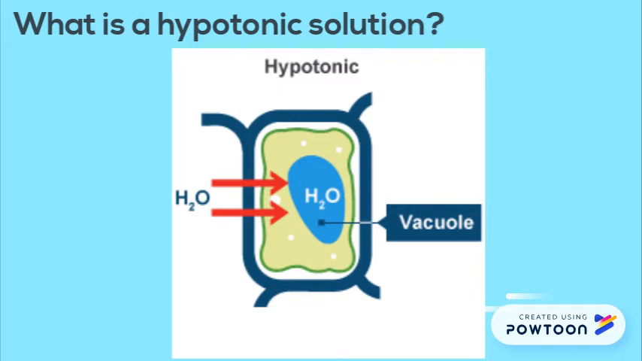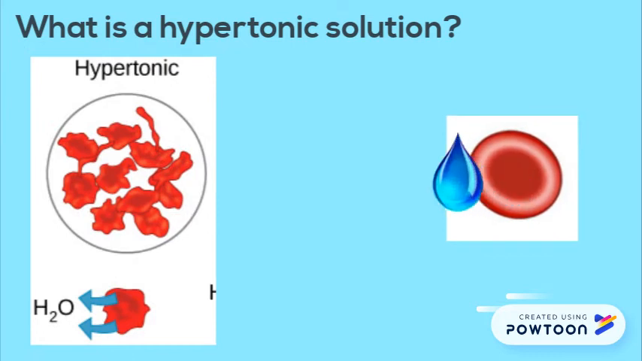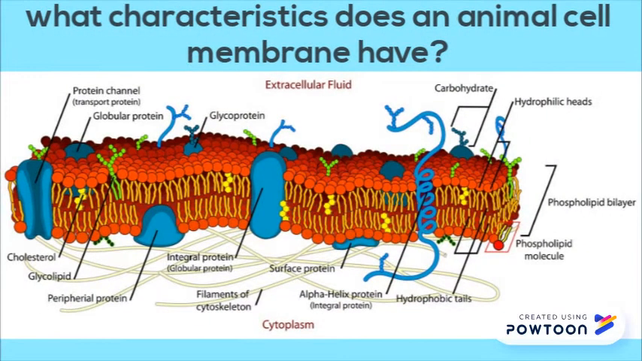A hypotonic solution is when it has a lower concentration of solute inside the cell. When this happens, it causes the cell to absorb water until it bursts since it has absorbed way too much water. What is a hypertonic solution? A hypertonic solution is when the cell has way too much solute inside of it. When this happens, because of osmosis, What are the characteristics of cell membranes of animal cells?